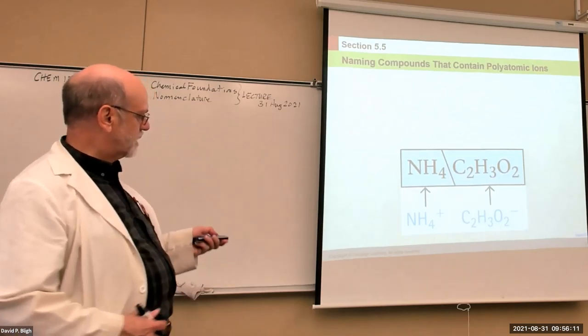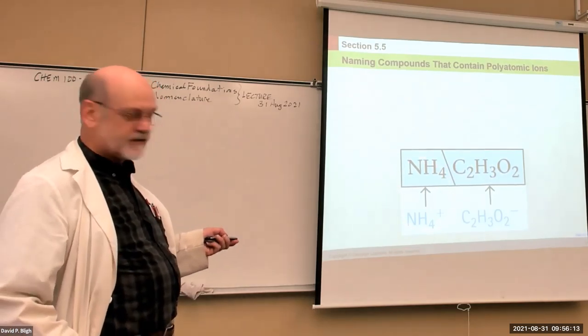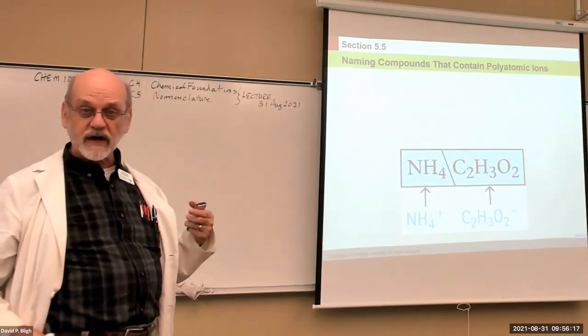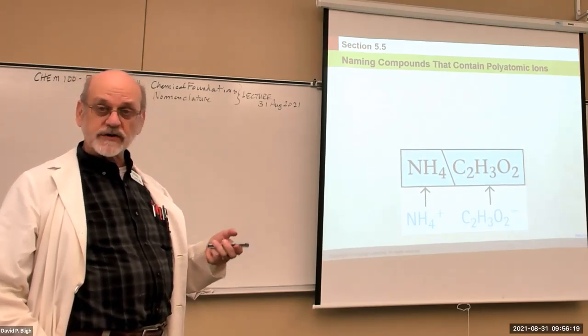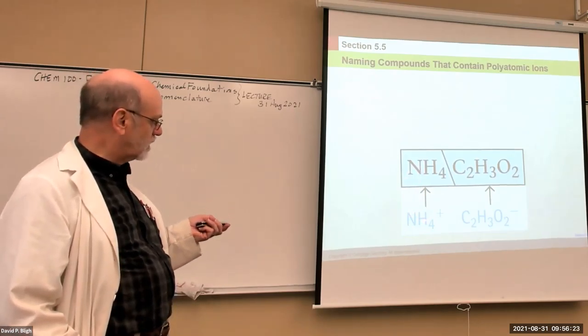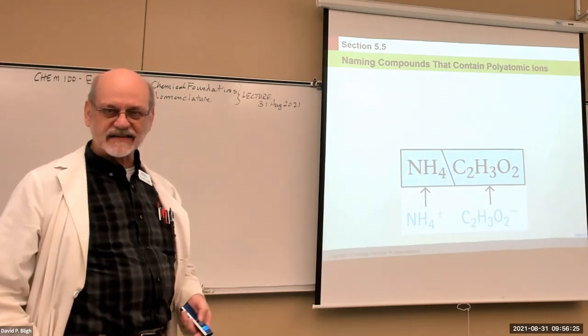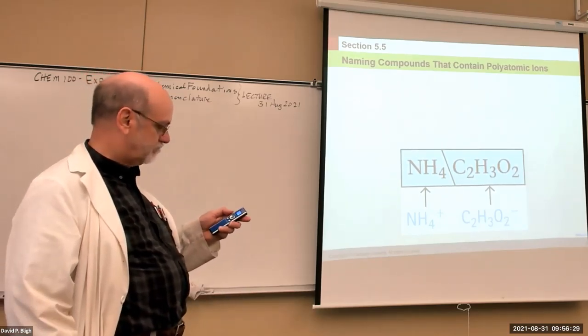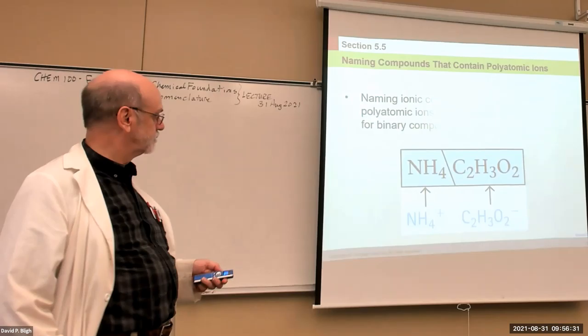Okay, so what would this one be? Here's your cation, fixed charge, anion, fixed charge. This will be a type 1 compound. And all you have to do is say, what are the ions? Ammonium acetate. That's it. No more needs to be said.